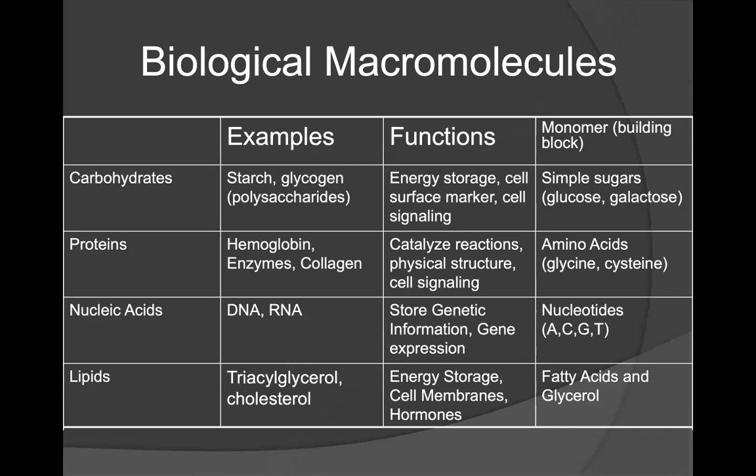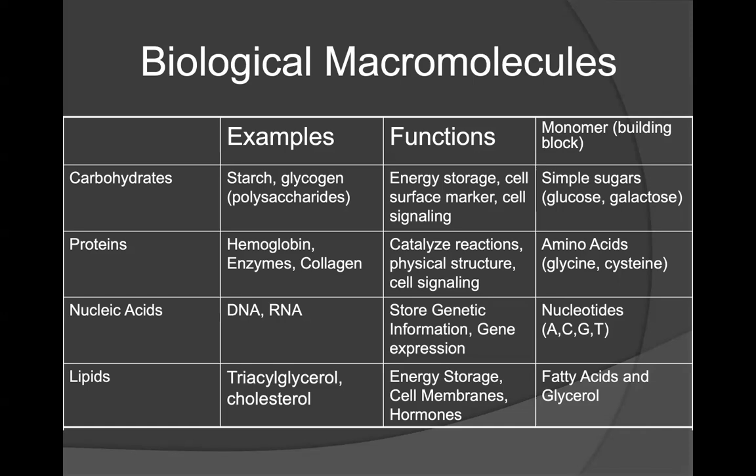I would like you to keep in mind the structure and function of these macromolecules, specifically what kind of bonds are formed in each of these macromolecules, how they're formed, and how they're broken. You should be able to state what monomer or building blocks are used to create these macromolecules, and you should be able to give examples and know their role in the cell.